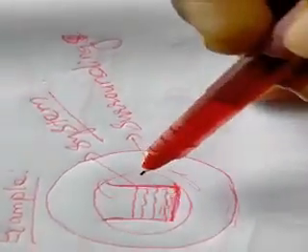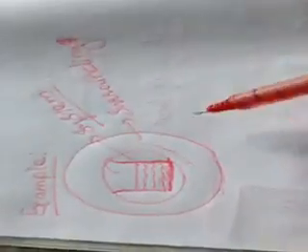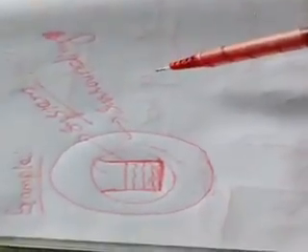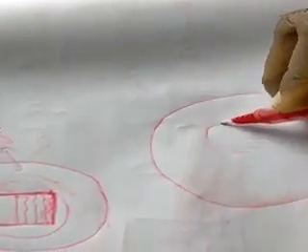Here is another example for system and surroundings. You consider this as the universe, and now take a balloon filled with some air.